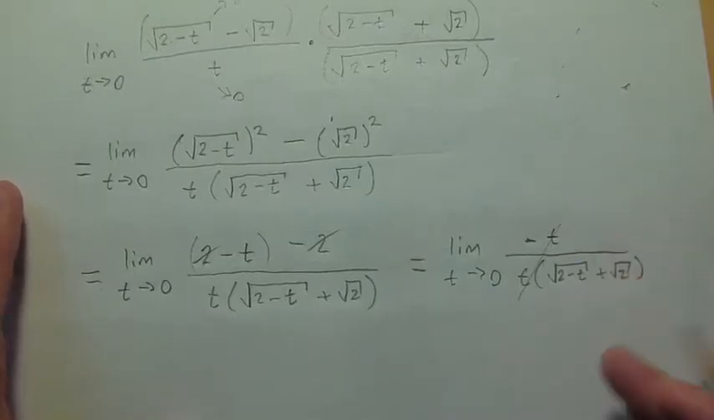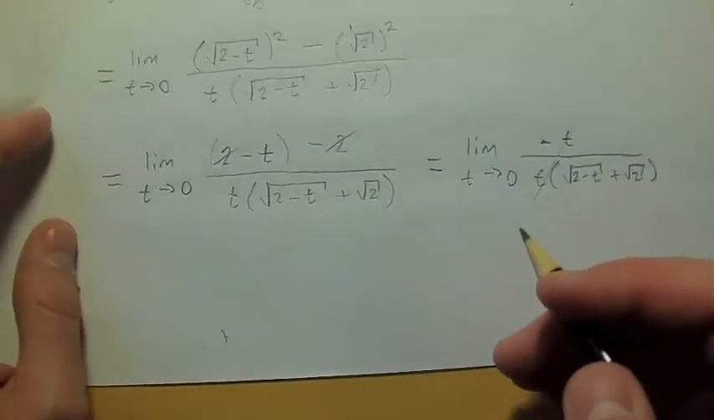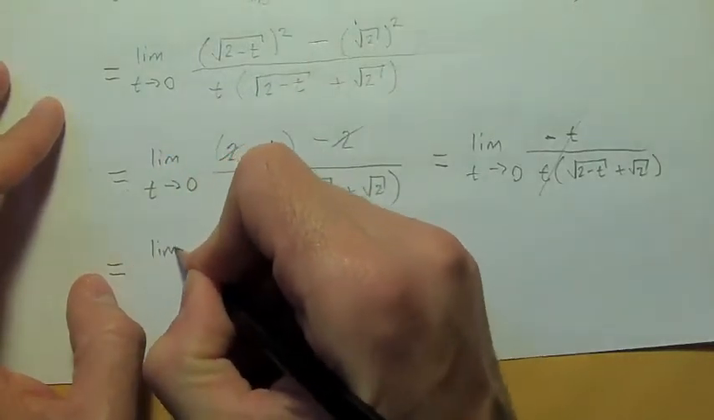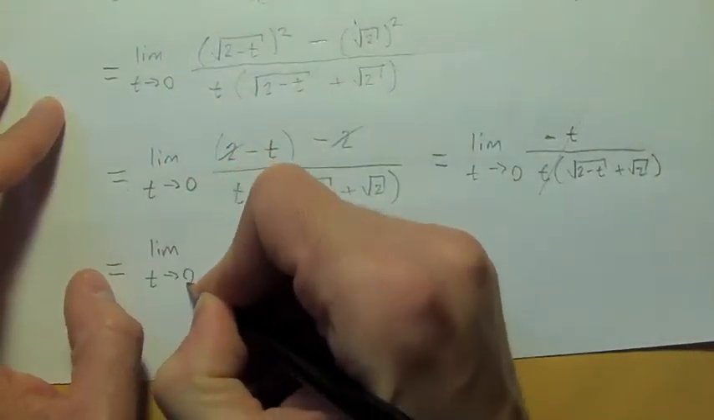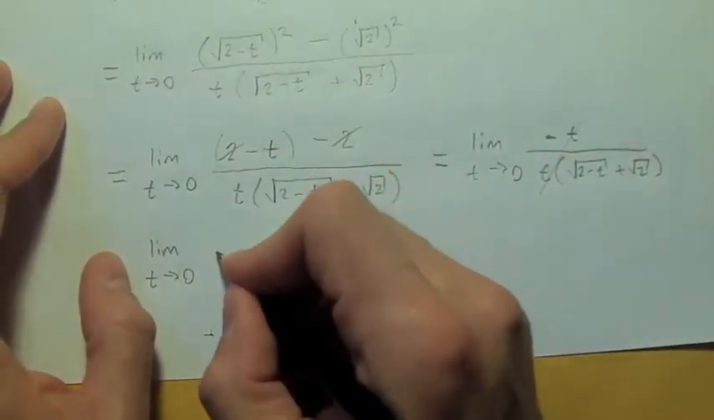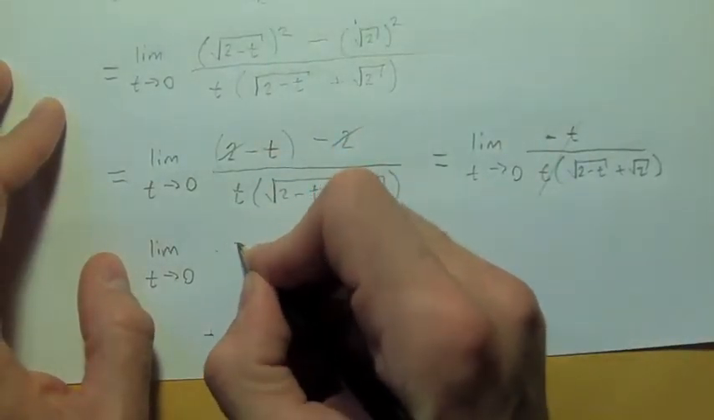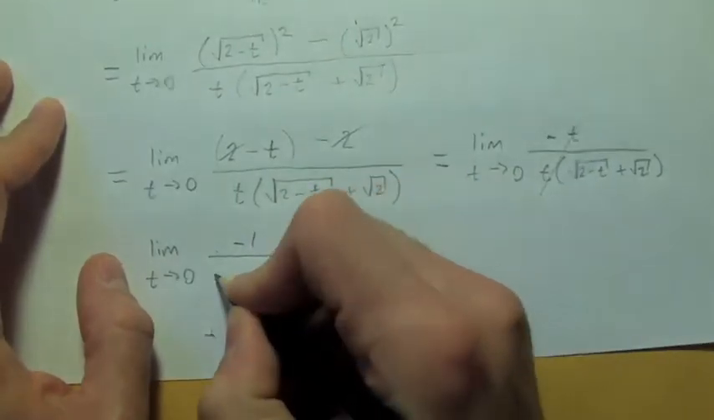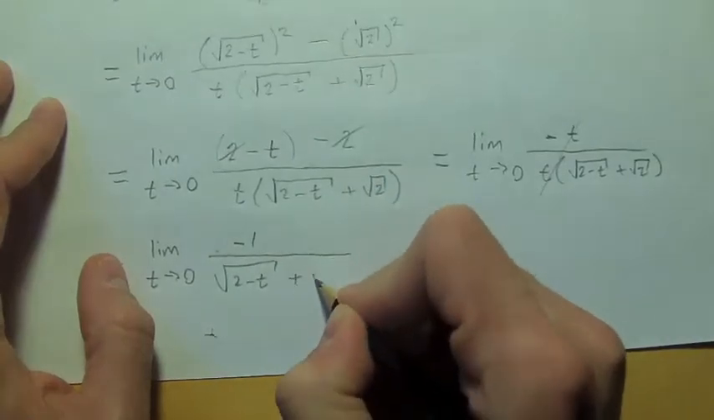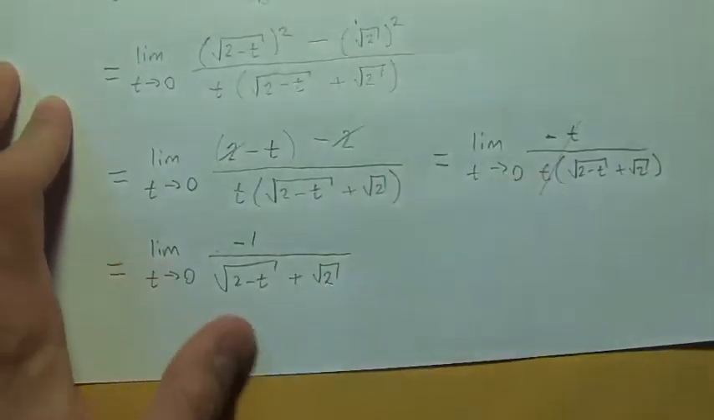And now the t's cancel. The reason I was careful about this is mainly because it's kind of easy to forget that negative sign is there when you just cancel everything out. So what we basically have is negative 1 all over the square root of 2 minus t plus the square root of 2.